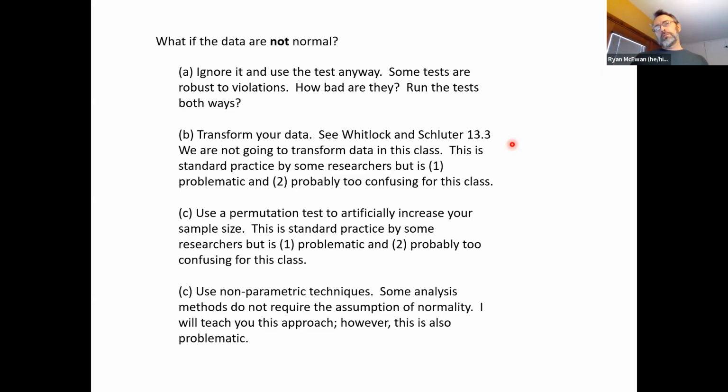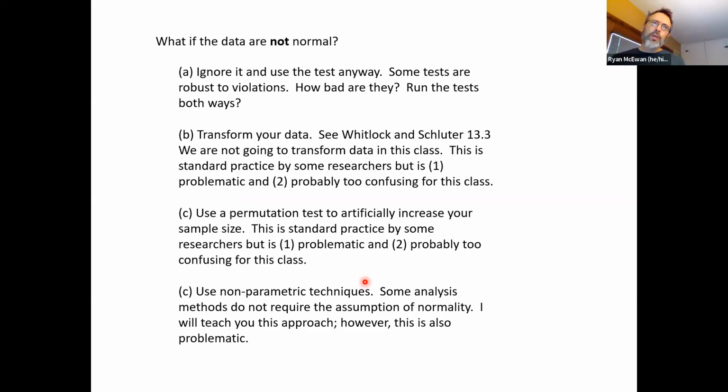and figure it out. Okay, I've got this data set. This is what people are saying. This is how we run the tests. I feel very confident that what I've done here is the right thing. Another thing that sometimes people do is use a permutation test to artificially increase your sample size.